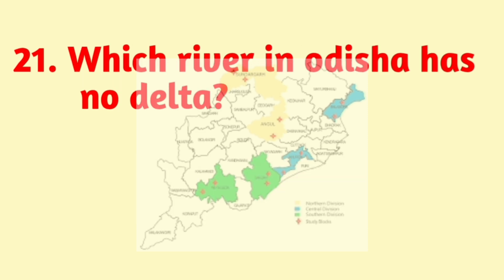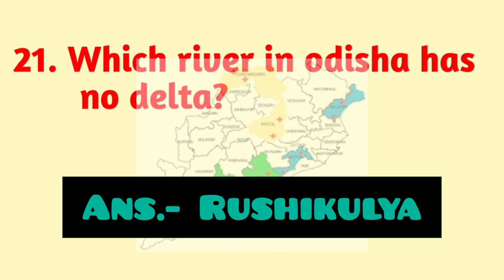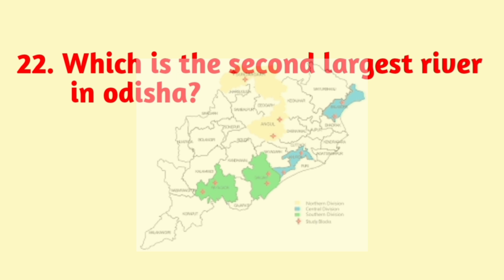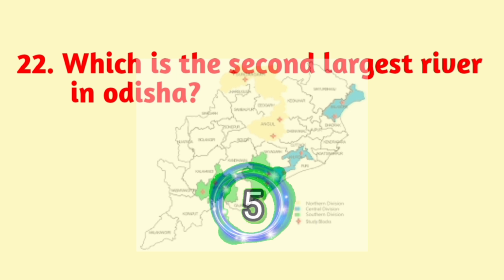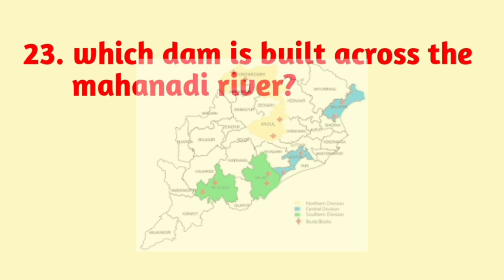Question number 21. Which river in Odisha has no delta? The answer is Rushikulya. Question number 22. Which is the second largest river in Odisha? Brahmani. Question number 23. Which dam is built across the Mahanadi river?